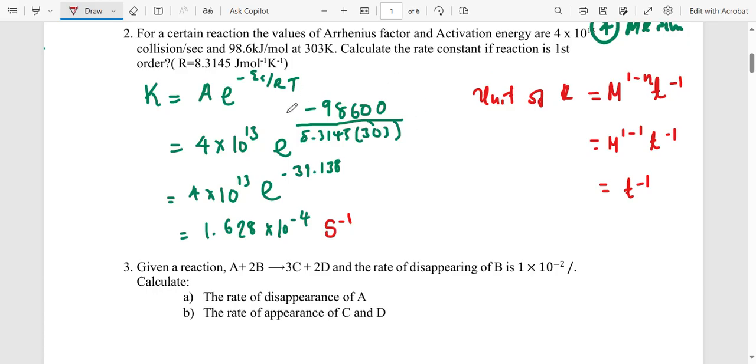So for this one, because they gave us seconds, that's the one we are dealing with. So that's why where there is t, I've put seconds now. So that's why I've written second to the power negative 1.